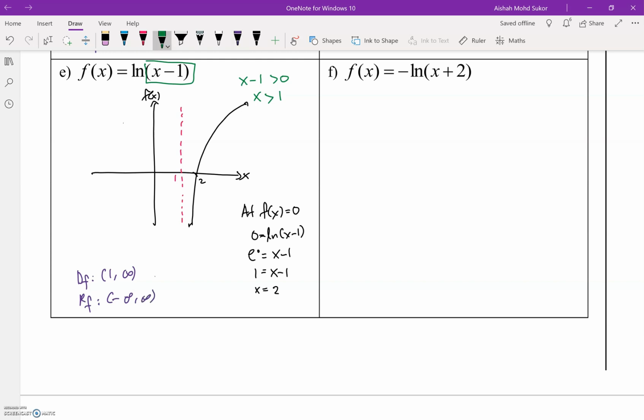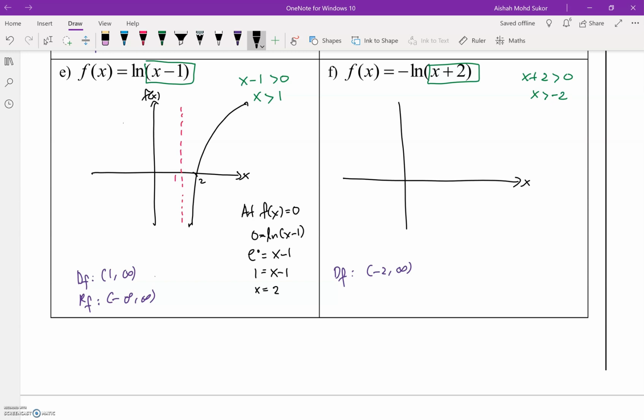f(x) equals negative ln(x plus 2). f(x) exists when x plus 2 is greater than 0, so x must be greater than negative 2. So we have our domain. Our domain is negative 2 to infinity. Therefore, to sketch the graph, there will be a vertical asymptote at x equals negative 2, and our graph must exist at x greater than negative 2.